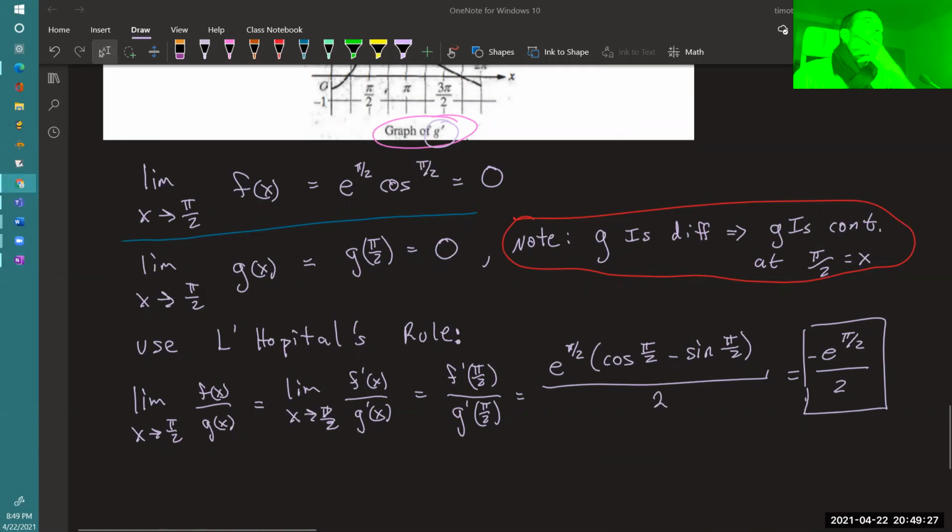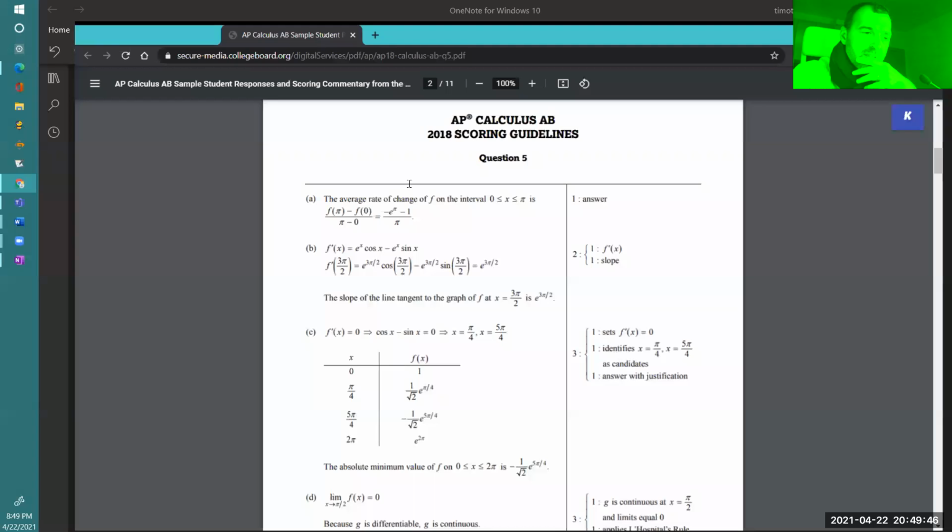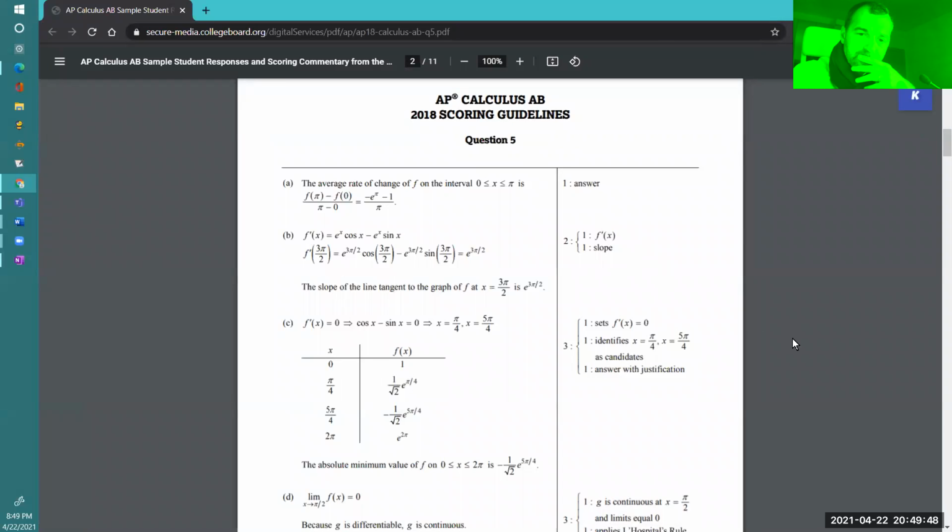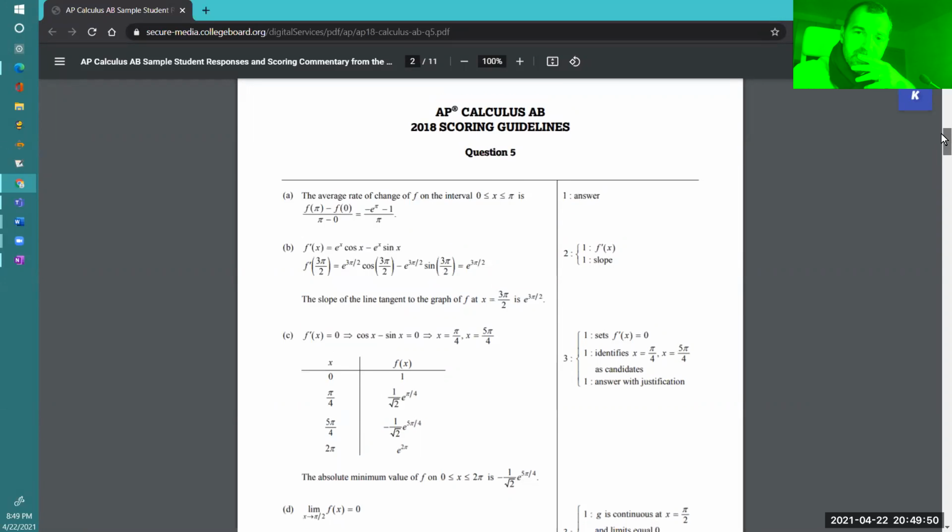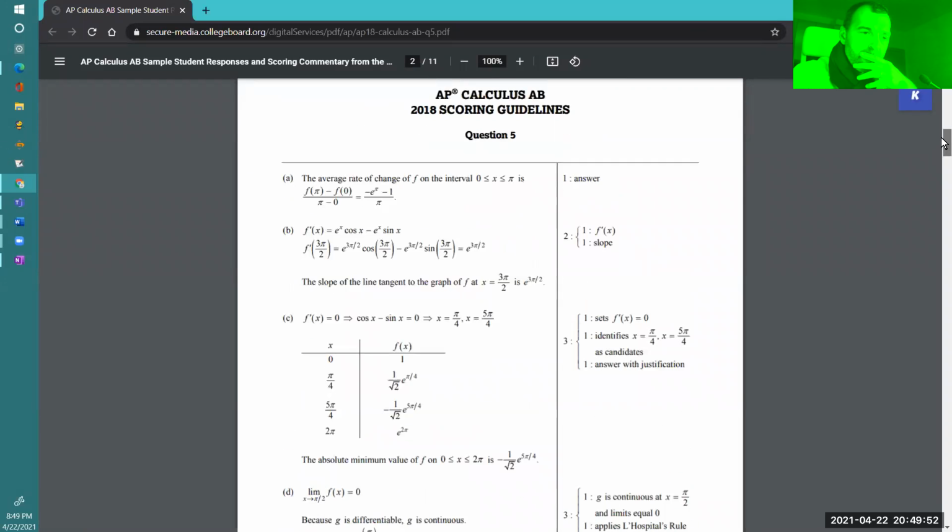Anyway, so I want to go over the grading scheme again really quickly. Got about 10 minutes left here. Hopefully I can do this. Did I get this question? I did. Okay, cool. Here's our scoring guidelines.